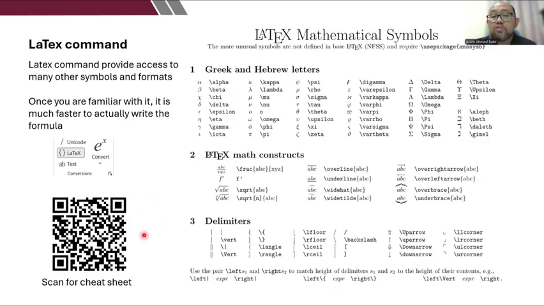Another alternative is to use LaTeX. LaTeX is another code for typesetting, creating high quality PDF. I've also provided the cheat sheet here. For example, if you need to write a Greek letter, rather than choosing it, if you know the Greek letter already, you can just simply write this and then it will come out.